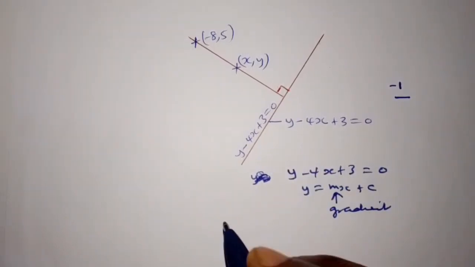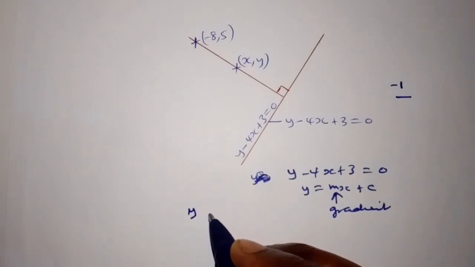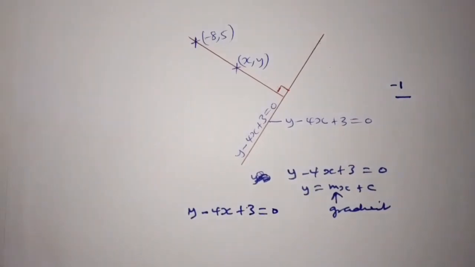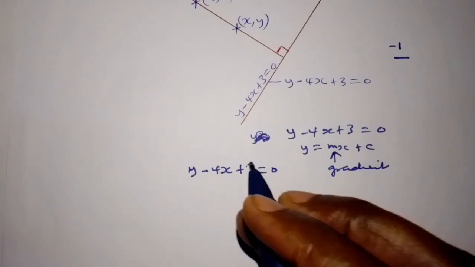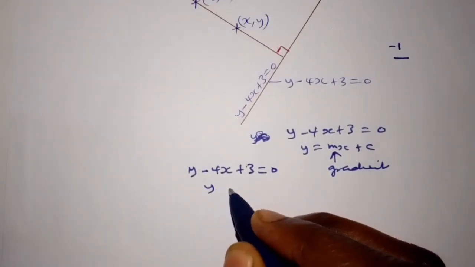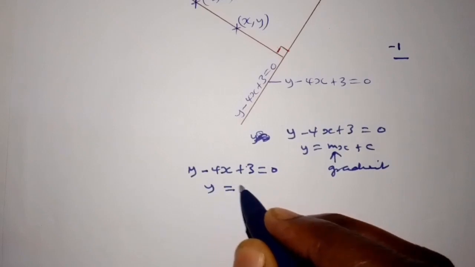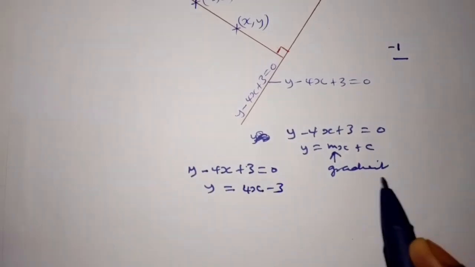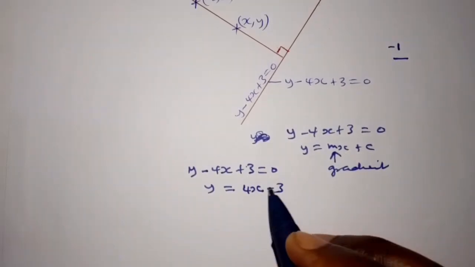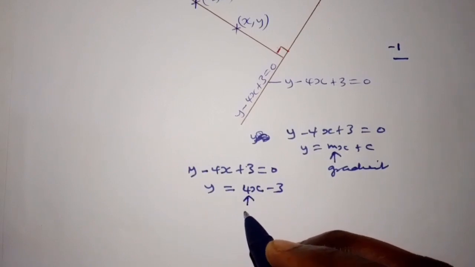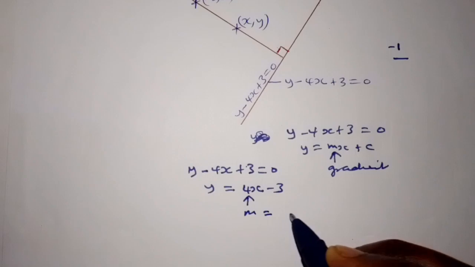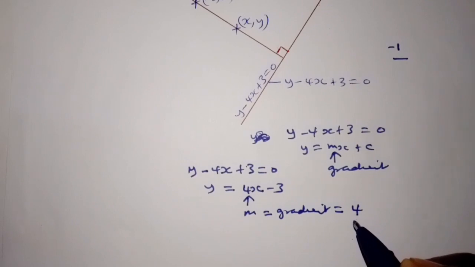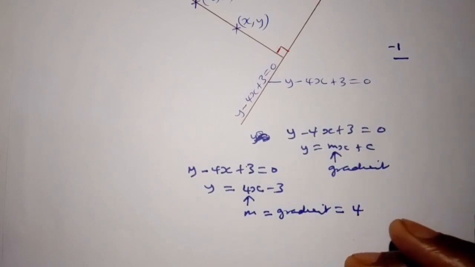So this is y minus 4x plus 3 is equal to 0. y is equal to 4x minus 3. So from here, our m is 4. So our m, which is the gradient, is equal to 4. So our gradient here is 4.